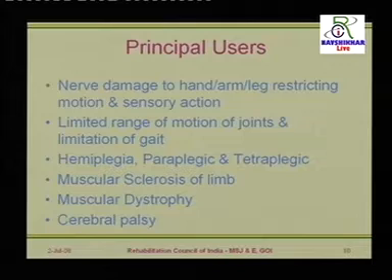So what kind of principal users will come under this category? Since we are talking about spinal cord injury, it could be nerve damage to the hand, arm, leg restricting limited range of motion, hemiplegia, paraplegia, tetraplegia, multiple sclerosis, muscular dystrophy, cerebral palsy.